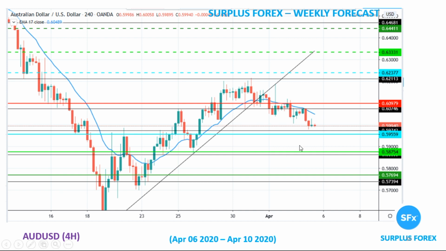So once again, I'm open on this both ways on Aussie USD as well, and I expect to see that 59.55 is cross tested, and then 58.75 and 57.69 is achieved.